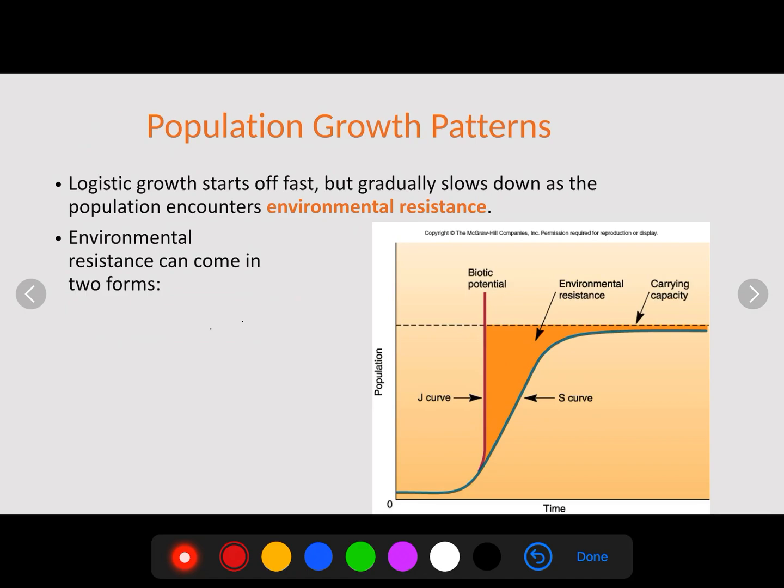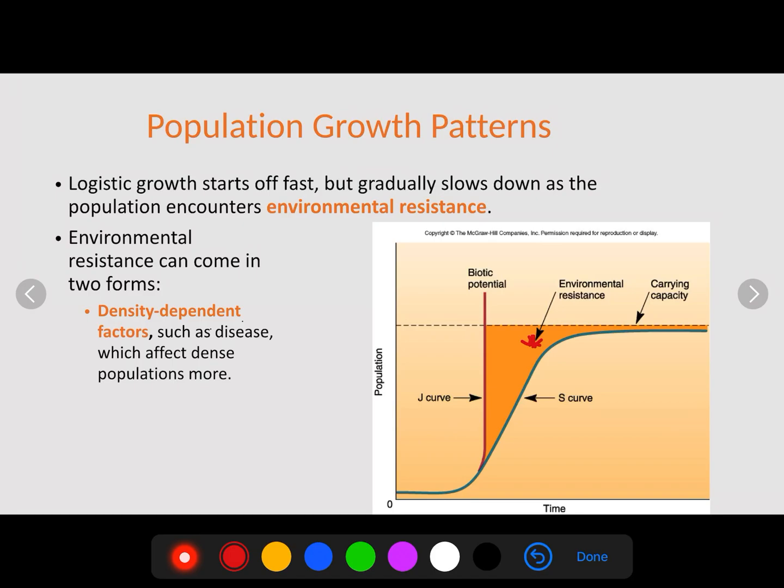So again, logistic growth starts off fast, but gradually slows down as that population encounters some sort of environmental resistance. This could be the amount of food, the amount of predators, and environmental resistance takes two forms. The first one we have are density-dependent factors, such as disease, which affect dense populations more. So a density-dependent factor is something that's going to be determined by how thick the population is.